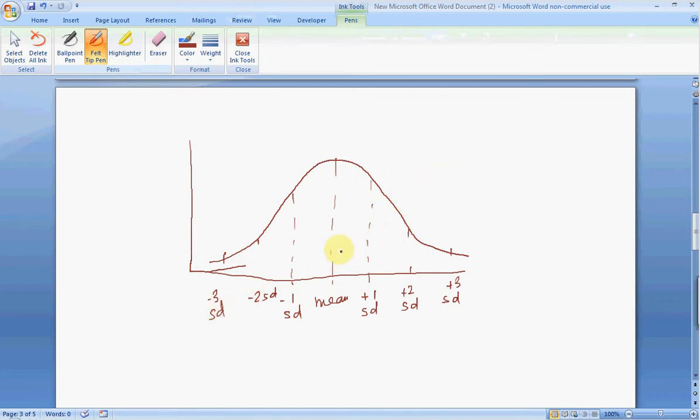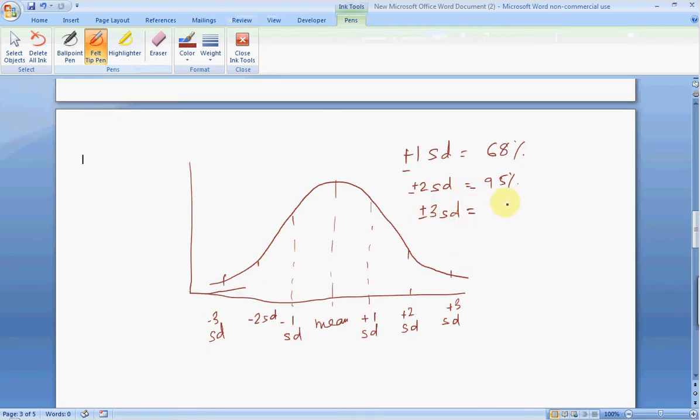I talked about what it says: if we move plus minus 1 standard deviation away from the mean, we are covering about 68% of the occurrences. If we move plus minus 2 standard deviations away from the mean, we are covering about 95% of the occurrences. And if we move plus minus 3 standard deviations from the mean, we are covering 99% of the occurrences.